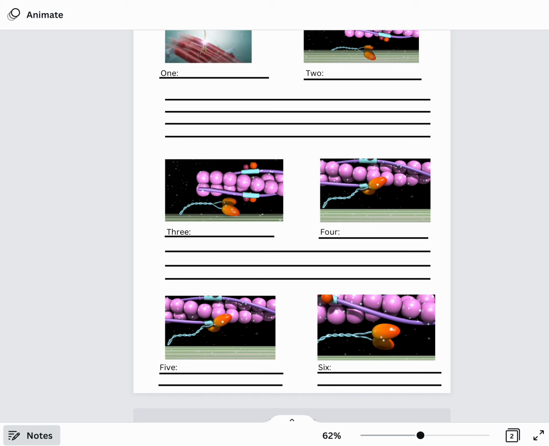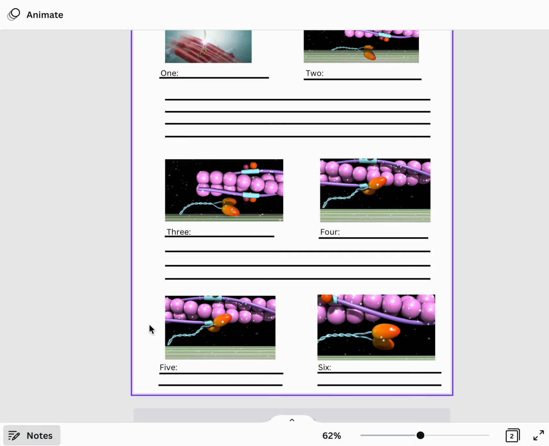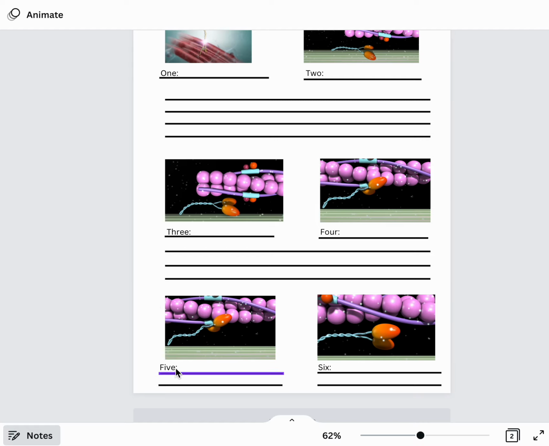ATP is converting the energy and is releasing the energy. And once energy is released, the myosin is activated. Now, once the myosin is activated, it does this contracting motion, which pulls the myosin head and the actin filament to the left. So it's going backwards. And this is the actual contraction. So step number 5, we have energy is released, myosin is activated.